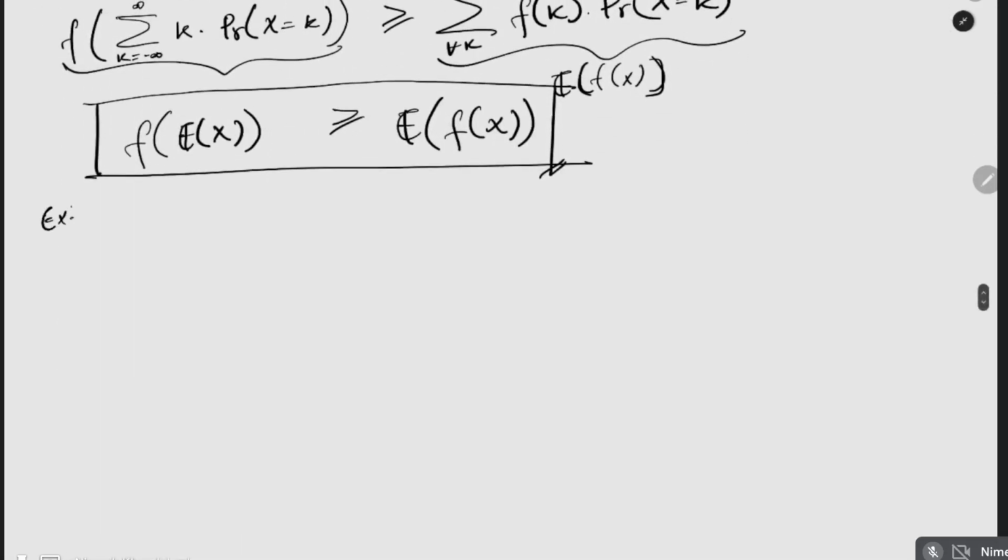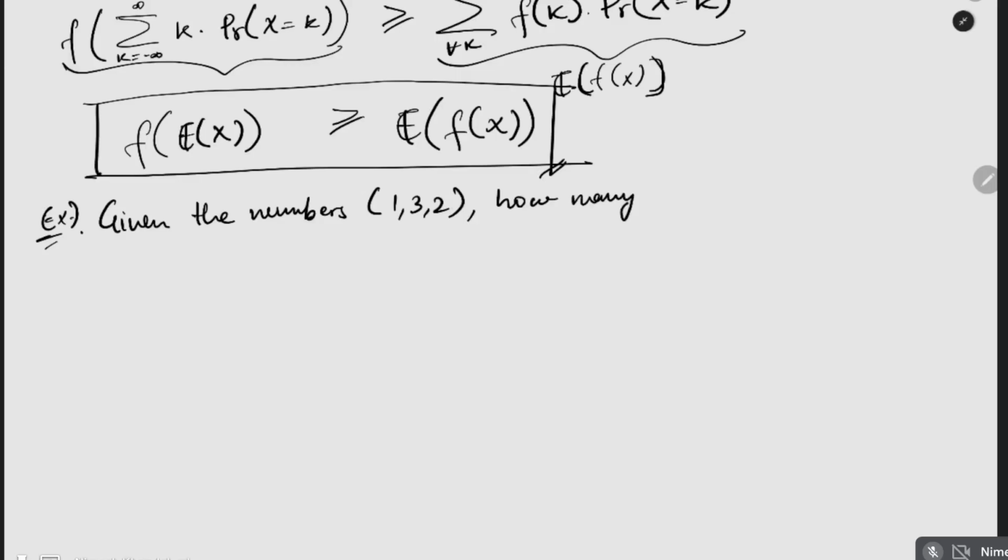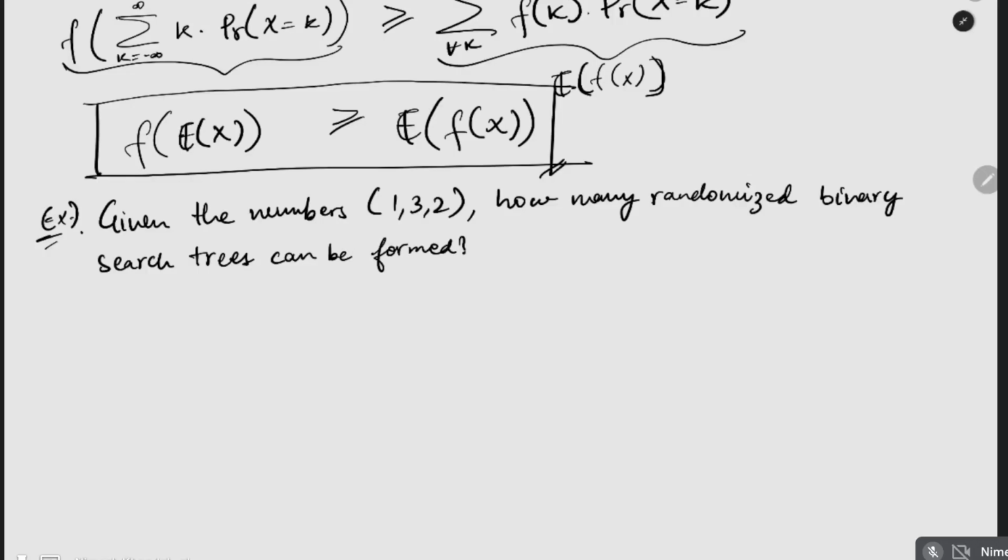Let's take another problem. Given the numbers 1, 3, and 2, how many randomized binary search trees can be formed? Okay.